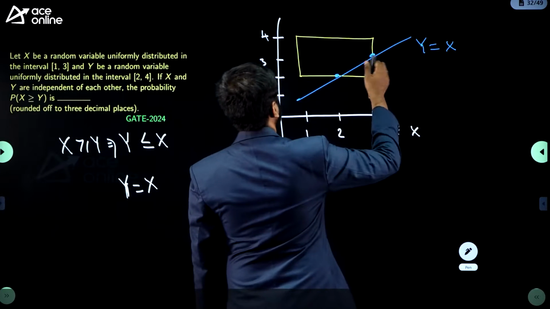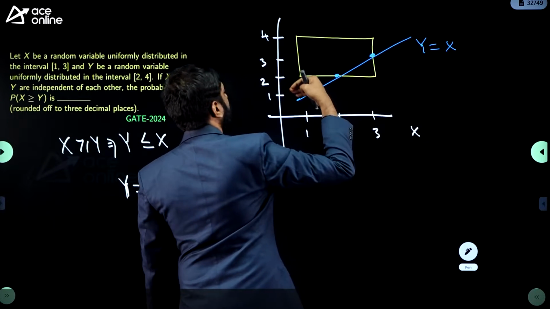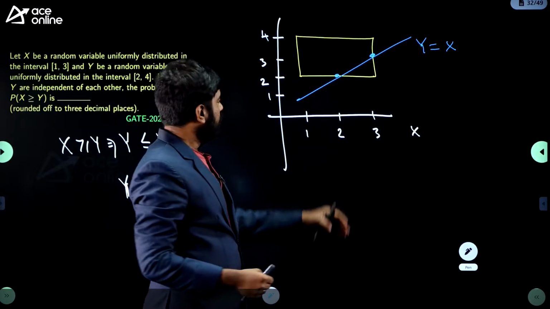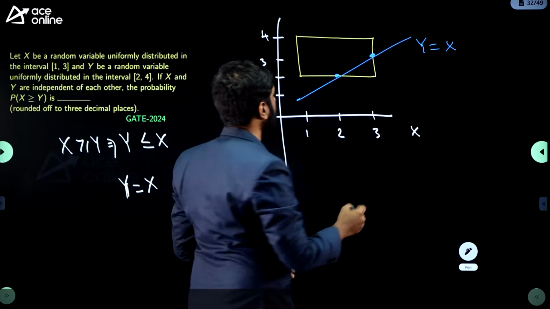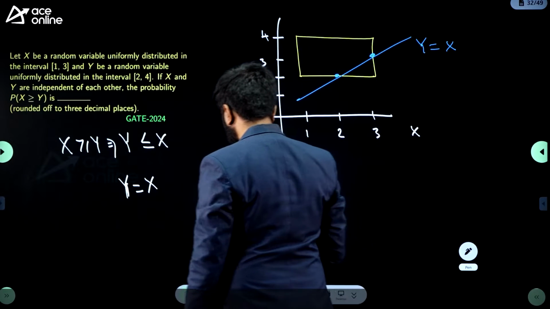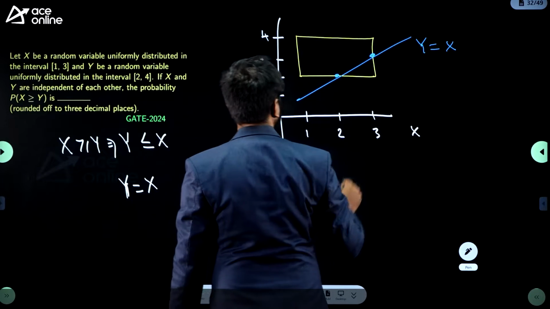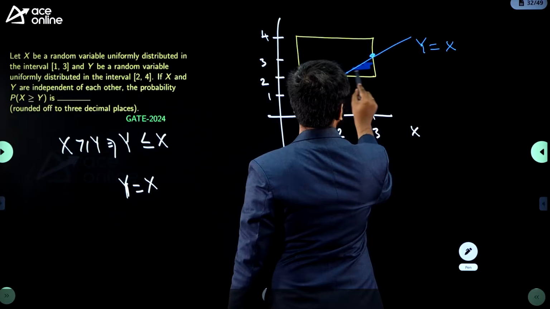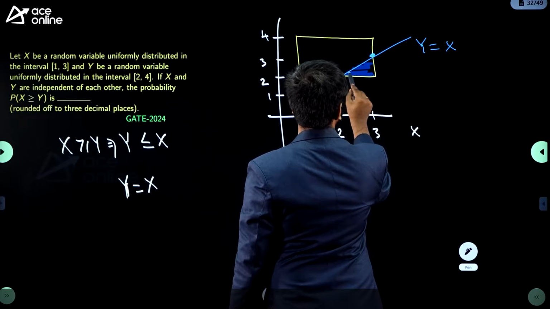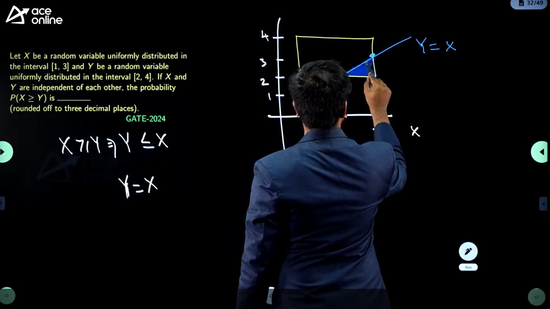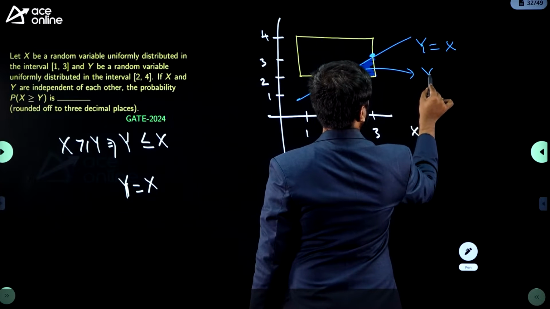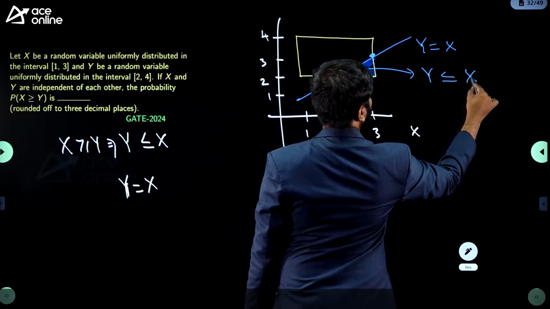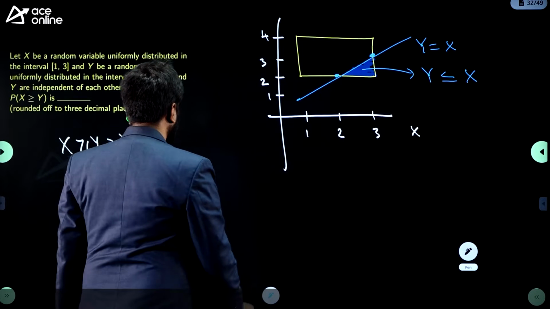If you draw a straight line, the region above it is y greater than x. The region below it is obviously y less than x. So let me shade with this color. Have a look at this. This shaded part is the region where y is less than or equal to x. So now what's the answer?